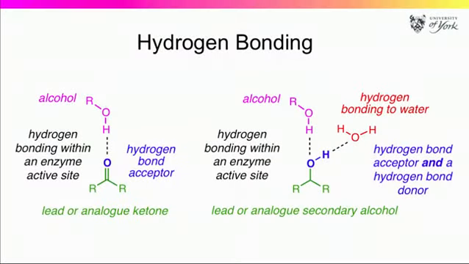Another trick of the trade is to convert ketones into alcohols, as this can increase the solubility of a lead compound in water whilst retaining the hydrogen bond accepting oxygen atom. An OH group can act as both a hydrogen bond donor and a hydrogen bond acceptor. Hence, the resulting structure is more likely to be soluble in the aqueous environment within the human body.